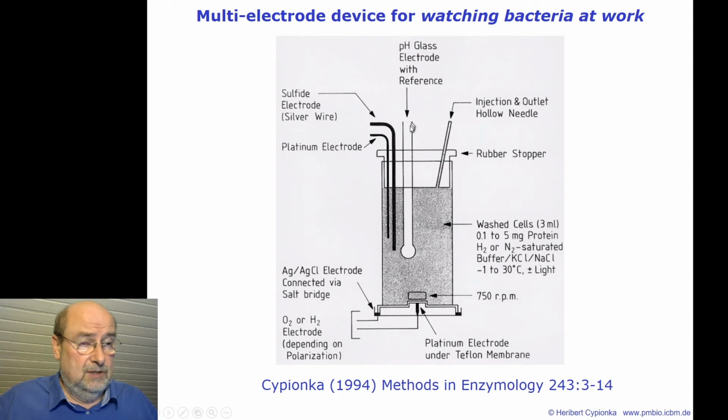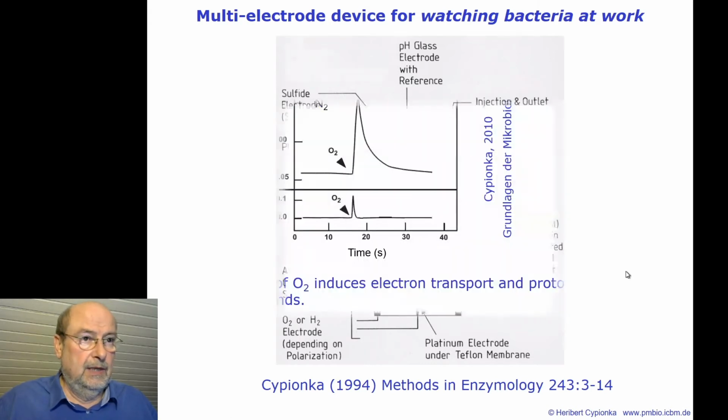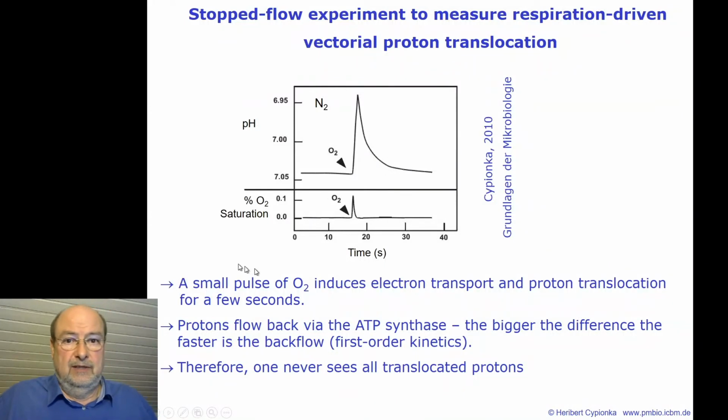But actually what we need mostly is the pH electrode, and today for my tutorial, once we have the O2 electrode and we have the sulfide production as well. Okay, and this is how a typical stop flow experiment looks like.